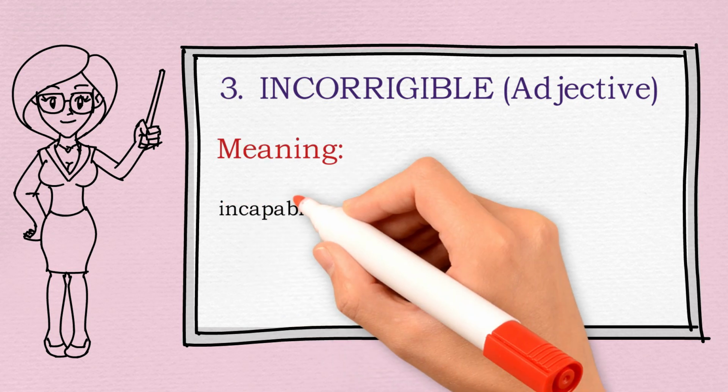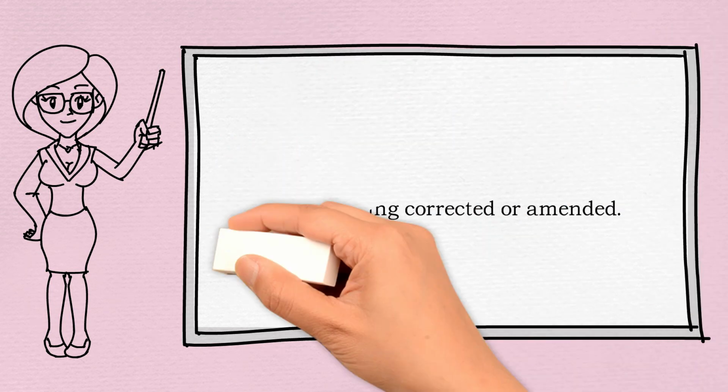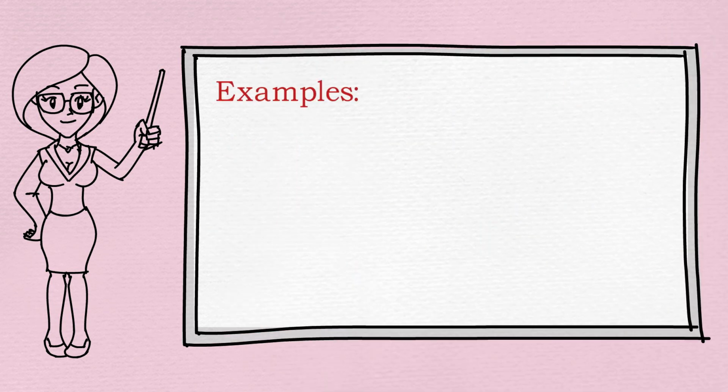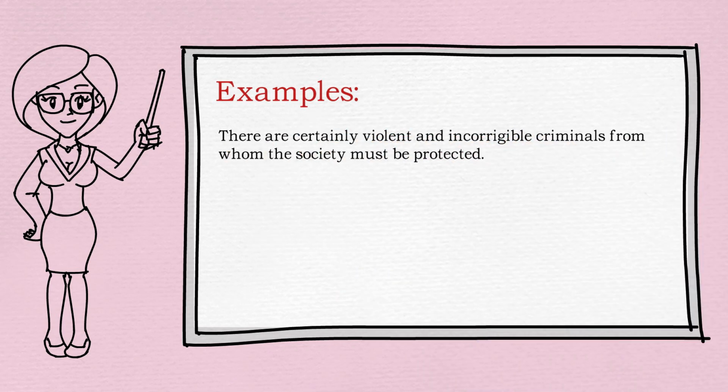Incorrigible means incapable of being corrected or amended. We will see a few examples to understand the word incorrigible better. Example 1. There are certainly violent and incorrigible criminals from whom the society must be protected.